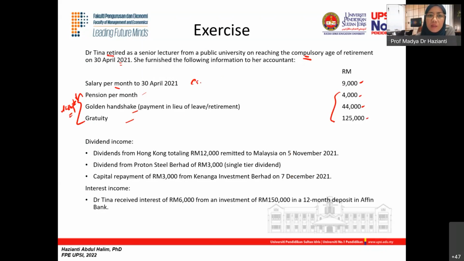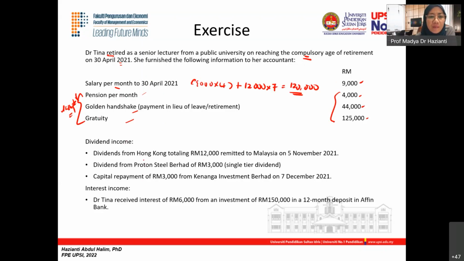9,000 tadi, darab dengan 4 months, tambah dengan 12,000, darab dengan 7 months, dia dapat 120,000. That is all for her employment income. Okay, that's why for this part you betul-betul kena check your notes. Ini semua ni masuk ataupun tidak. Okay, boleh? Next one, dividend income.